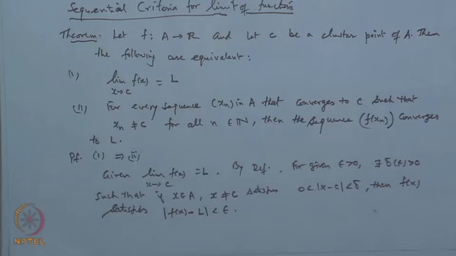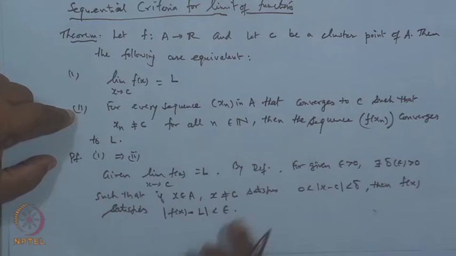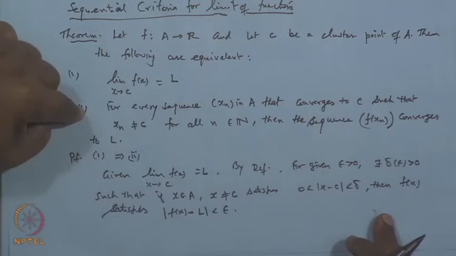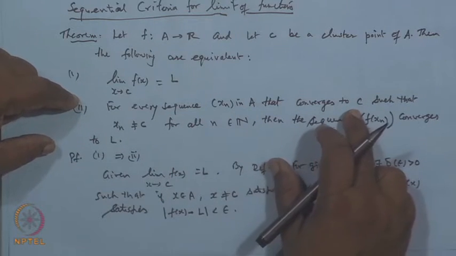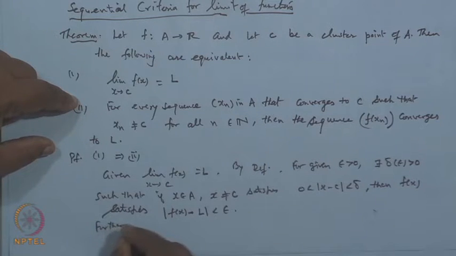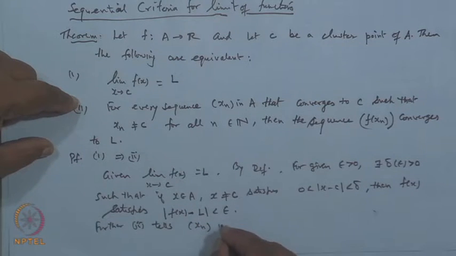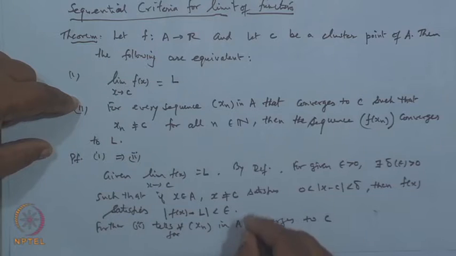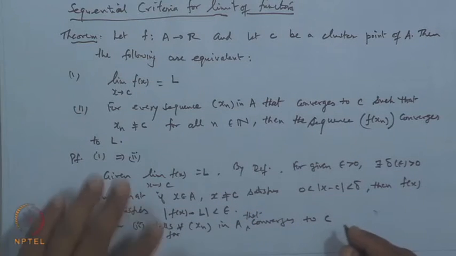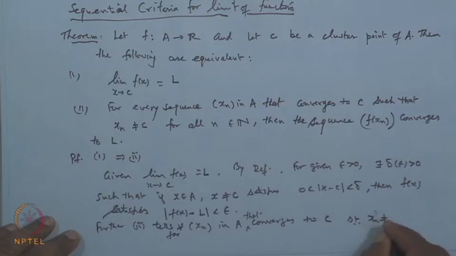Okay, this is given. Now, further we want to show 1 implies 2. So, from 1 we get this much information. Now, let us see the 2. From 2, what is known is we know the sequence x n that converges to C. So, let us write, given further from 2: for every sequence x n in A that converges to C, such that x n is not equal to C.